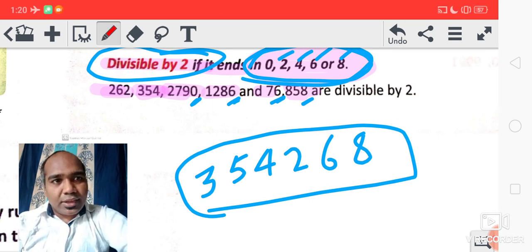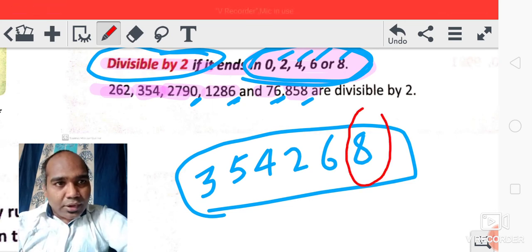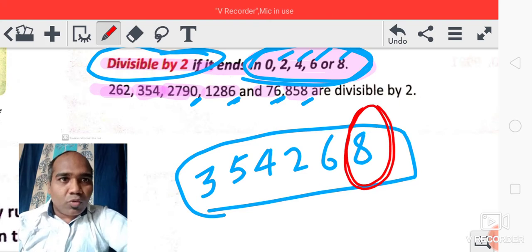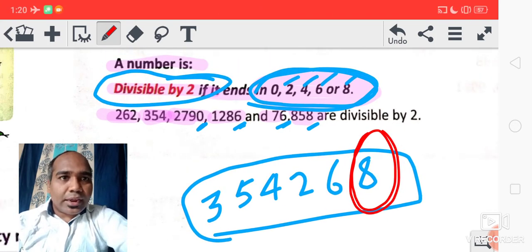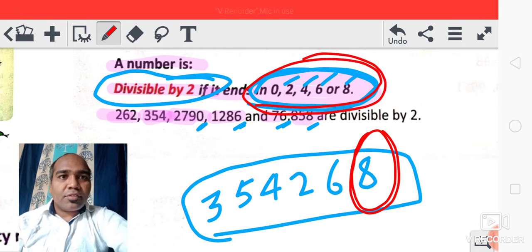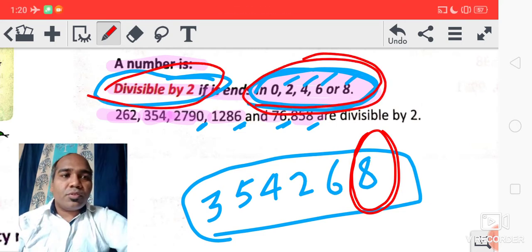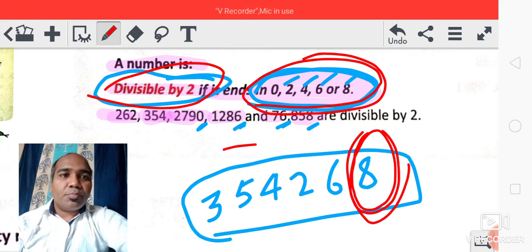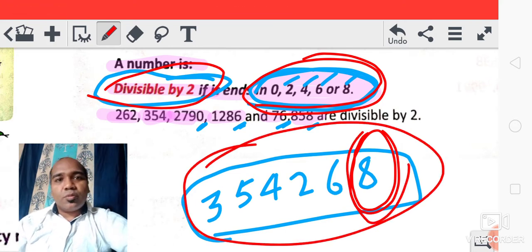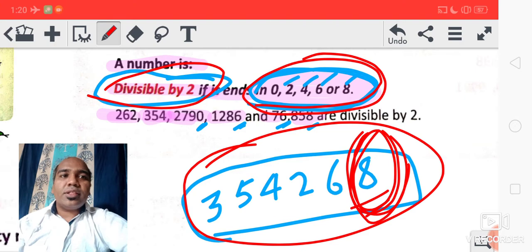Without dividing we can say it is divisible. Why? Because the last digit is 8. And what is the rule? Any number ending with 0, 2, 4, 6 or 8 will be divisible by 2. So this very big number is divisible by 2. Without division we can say. Got it? It is divisible by 2, because it is ending with 8.